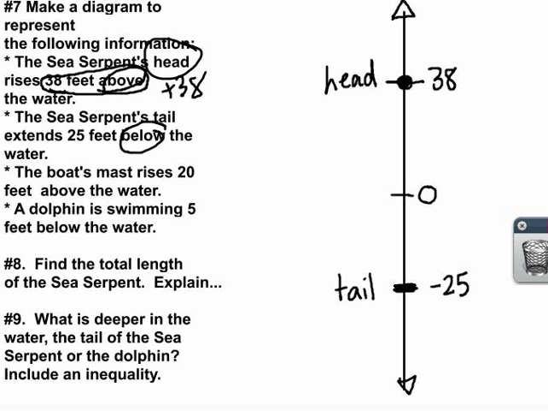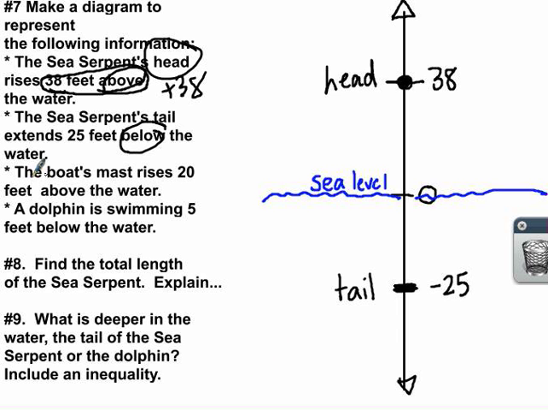Now, let me pause real quick, and just remind you all that 0 is where the water is, the top of the water. And 0 is where sea level is. So that means everything else below here is just water. All of this is water.